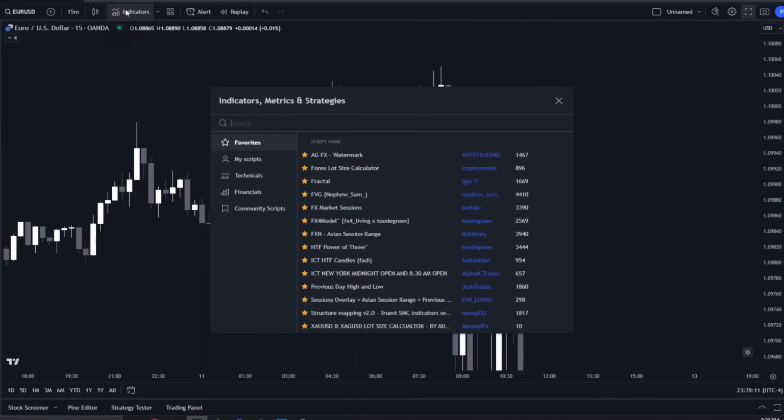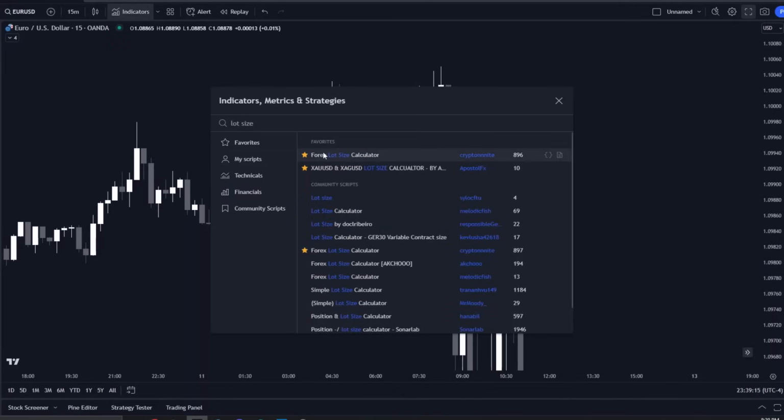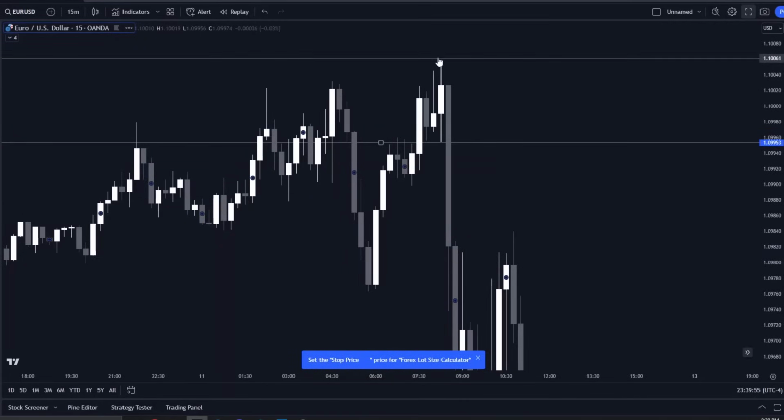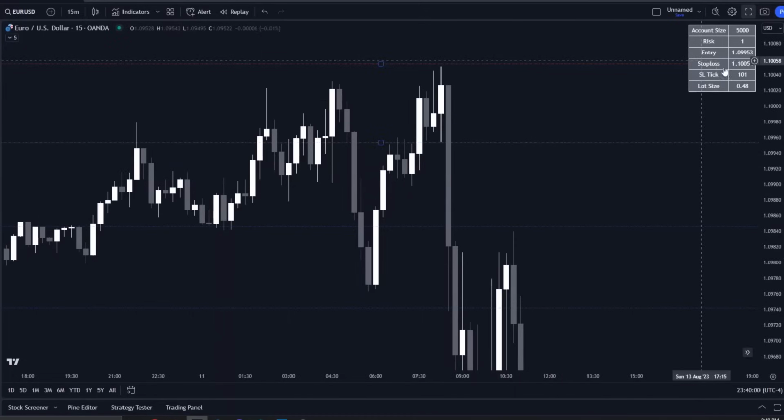So you go to the indicator, you type lot size, and then you pick this one, all the way right here. Forex lot size calculator by Kryptonite. Okay, Kryptonite. You click on it. When you click, you would have something like this, and it tells you right here, set the entry price. So let's say, for example, you wanted to enter somewhere in here. Okay, you're gonna click here, and then it tells you set the stop price. So basically, pick where you want your stop loss to be.